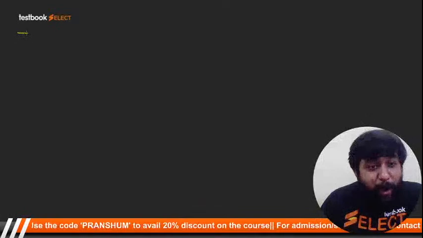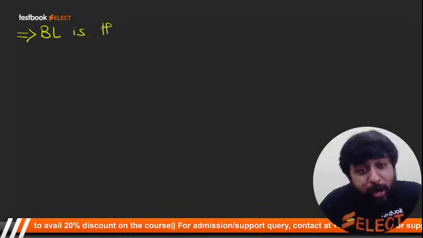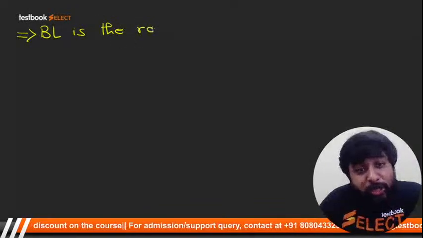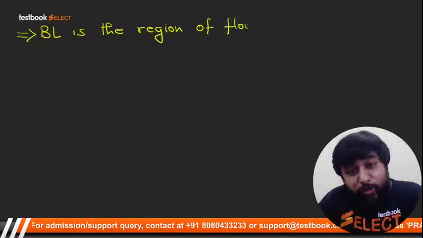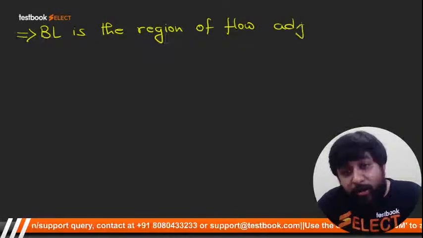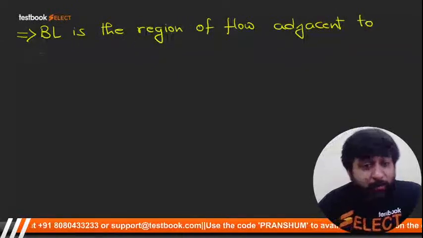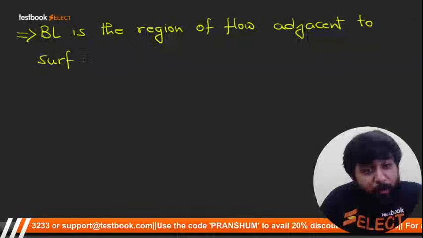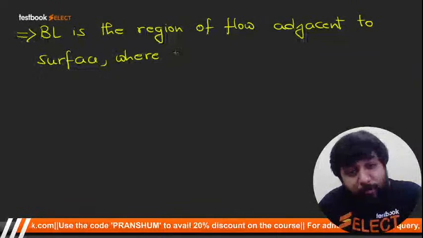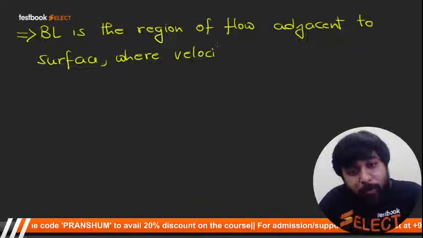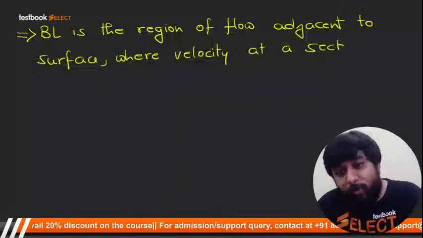So where was I? Boundary layer. So you will write, boundary layer is the region of flow adjacent to surface, where velocity at a section is non-uniform.